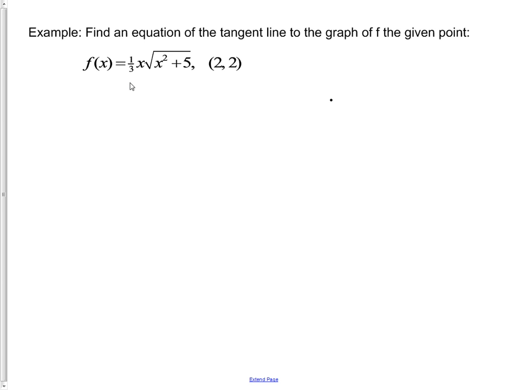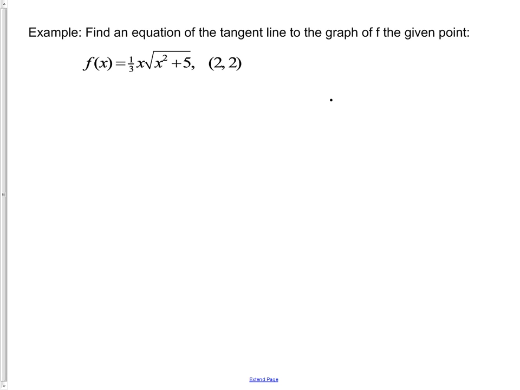So let's do one more. This time we have to add a little bit of an element of fun to it here. So we've got an equation, f of x, and we want to find the equation of the line tangent to this graph of f of x at the given point, in this case 2, 2.